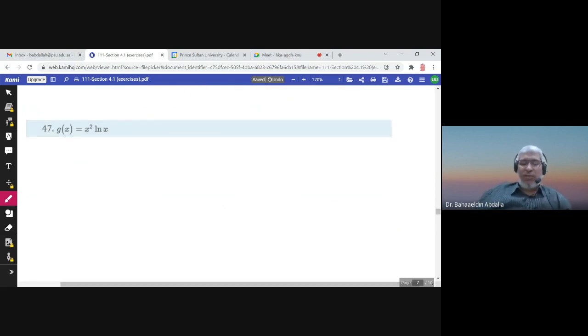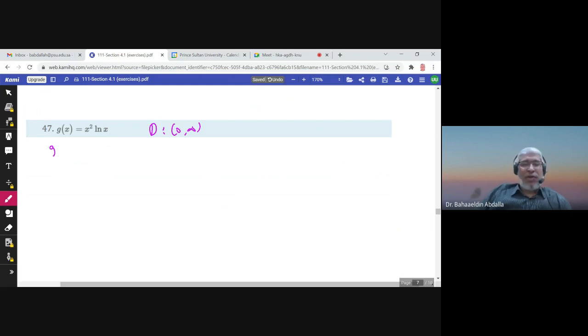Another question. Let us determine the domain first. Well, x squared, no problem with it, all real numbers, but ln x has to be greater than 0. So the domain is from 0 to infinity. 0 is not accepted. ln 0 is not defined.